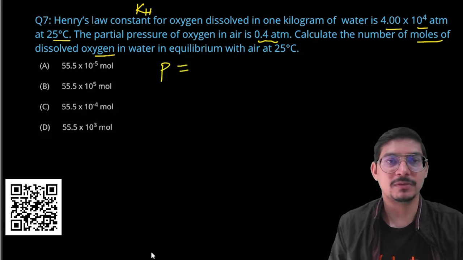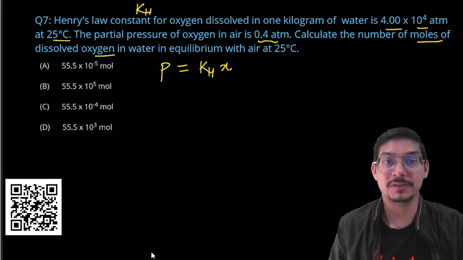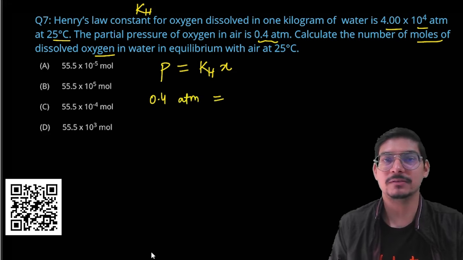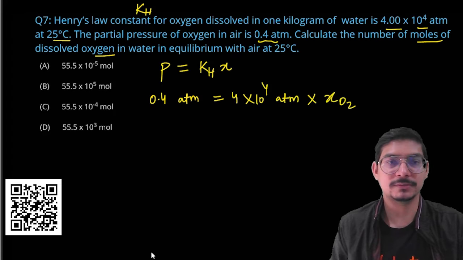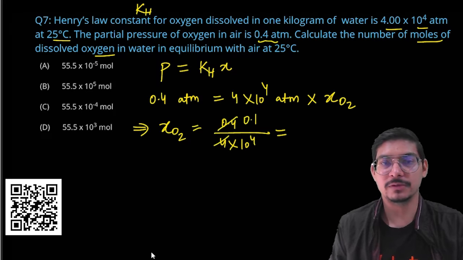So using the expression of Henry's law, which is P is equal to Kh x, where P is the partial pressure of oxygen in the vapor phase above the solution, which is given to be here as 0.4 atm. This is equal to Kh, which is Henry's law constant, whose value is given to be 4 into 10 raised to the power 4 atm, multiplied by the mole fraction of oxygen gas. So we can see here that the mole fraction of oxygen gas would be 0.4 divided by 4 into 10 raised to the power 4, which can be written as 0.1 into 10 raised to the power minus 4, which is simply 10 raised to the power minus 5.